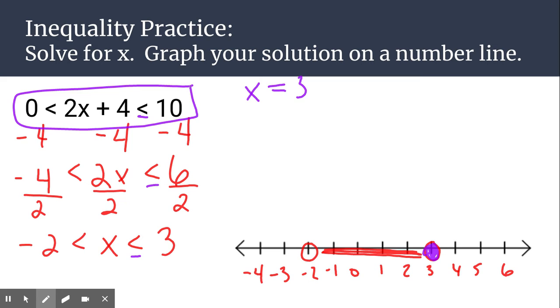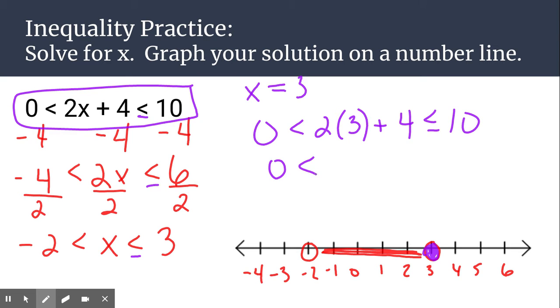In other words, x equals 3 now makes my new inequality with the less than or equal to sign on the right true. Let's test it out and see if that's true. 0 is less than 2 times 3 plus 4 is less than or equal to 10. So 0 is less than, well, let's see, 2 times 3 is 6 plus 4 is 10, is less than or equal to 10. And this is a true statement.